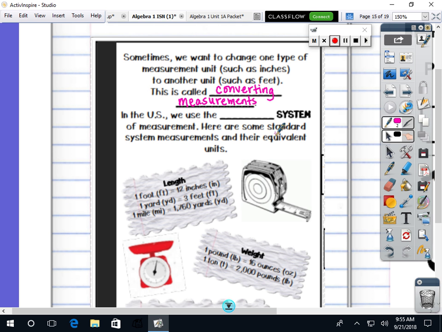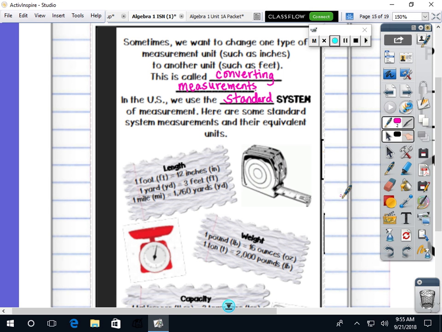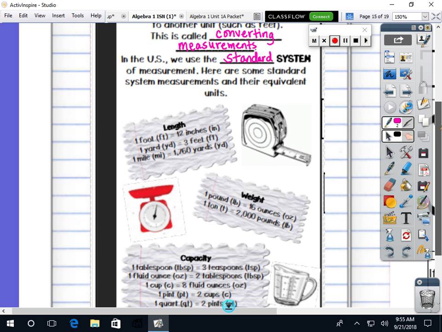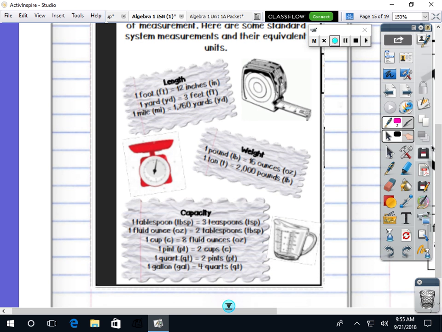Like we talked about earlier today, in the U.S. we use the standard system of measurement. Here are some standard system measurements and their equivalent units. For length, we use things like inches, feet, yards, and miles. Okay, and here's just a few basic conversions, like 1 foot is 12 inches, 1 yard is 3 feet, 1 mile is 1,760 yards.